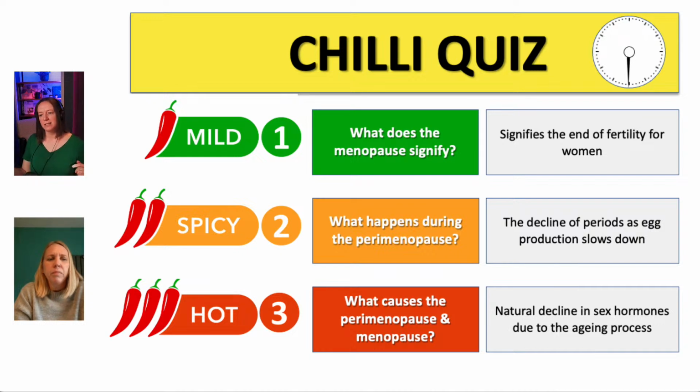But once we get into the perimenopause, we're not always producing a mature egg every single cycle because we have fewer eggs, our hormones are doing crazy things. And then once you get through menopause, that's it. No more eggs produced, no more periods, no longer fertile.